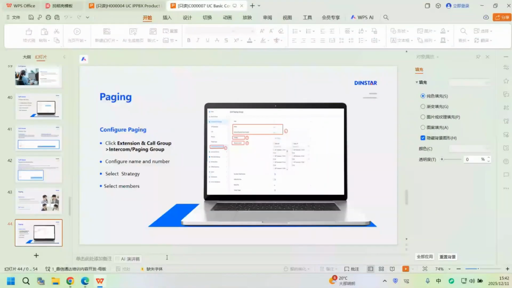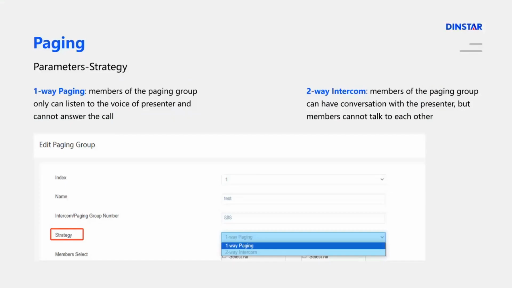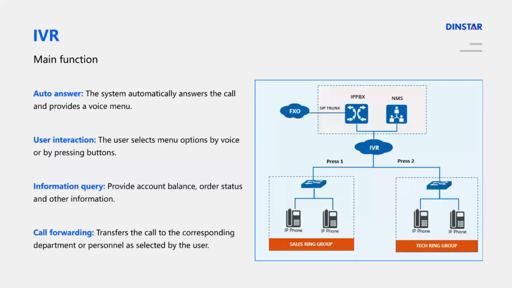And about the IVR, it's the virtual receptionist that guides the caller to the right department. Its key function is to auto answer calls and play the voice menu, and lets the user select the option with the keypad, and supports info queries like account balance or call forwarding.